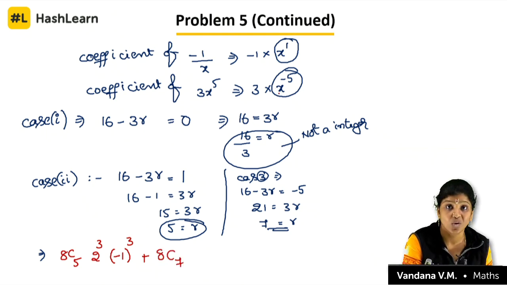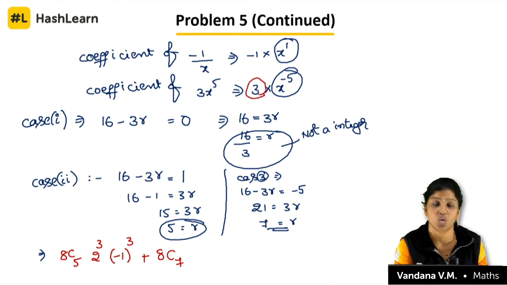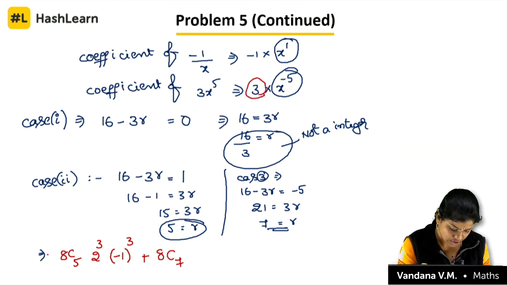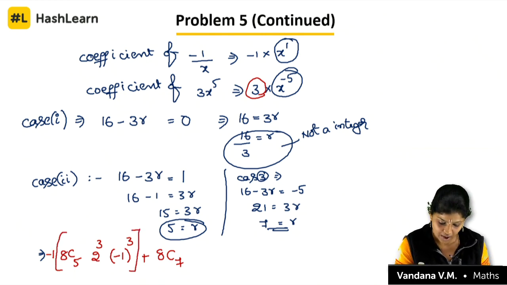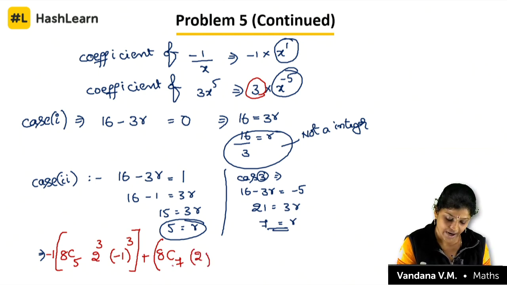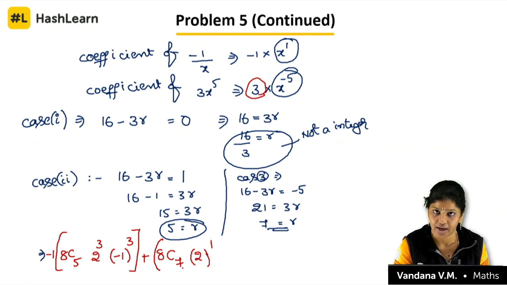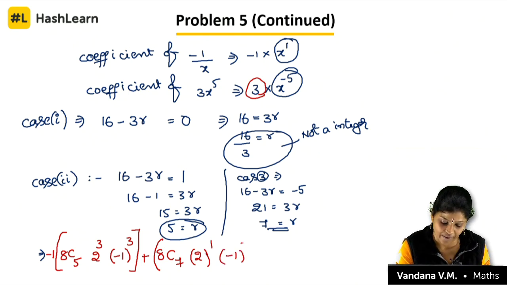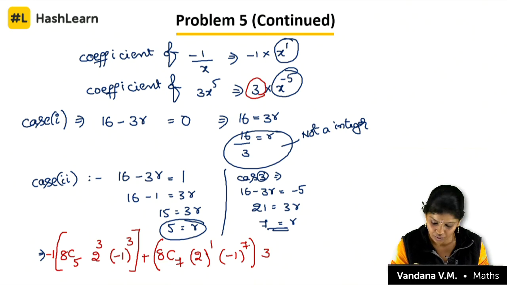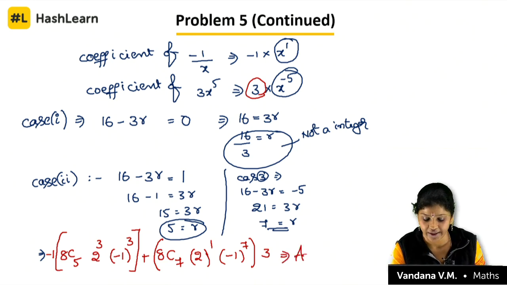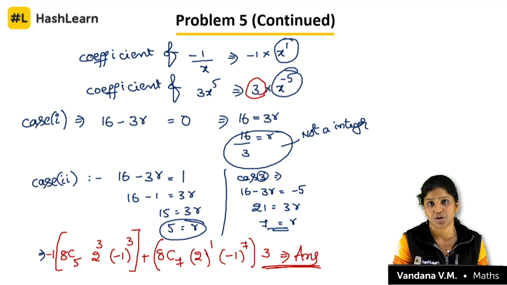8C7. But don't forget to write the coefficient of this. So, this coefficient is minus 1 and this expansion: 8C7, next 2 power 8 minus 7, that is 1, 2 power 1, next (minus 1) whole power 7 into 3. Clear, children? So, the coefficient also you should write, okay. If you solve this, we will get the answer. I hope you understood this. Clear, children? Next.